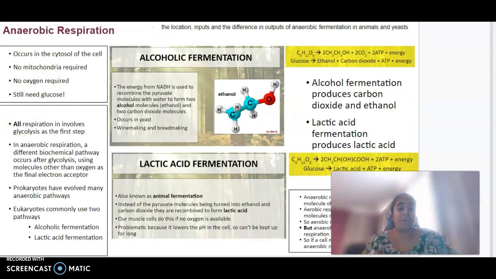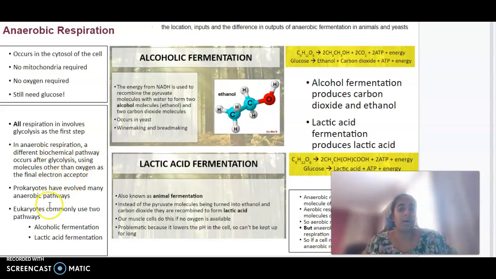In terms of non-oxygen, we call that anaerobic respiration. This occurs in the cytosol of the cell, so that glycolysis stage, and no mitochondria are required, no oxygen is required, but it still requires that input of glucose to produce that ATP. Basically, in anaerobic respiration, there's going to be a different biochemical pathway that's happening after glycolysis, and that's basically using molecules other than oxygen as those final electron acceptors.